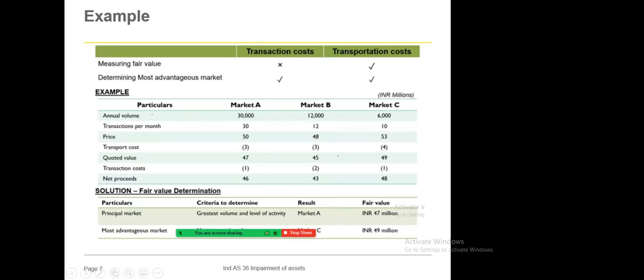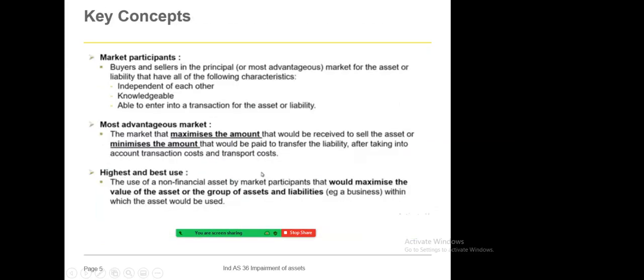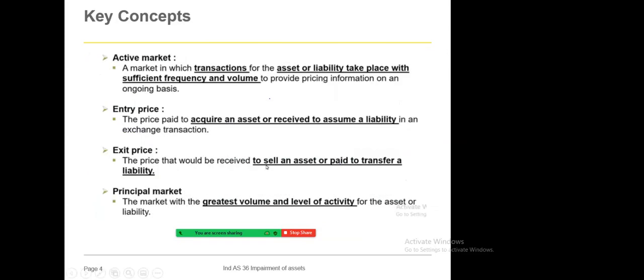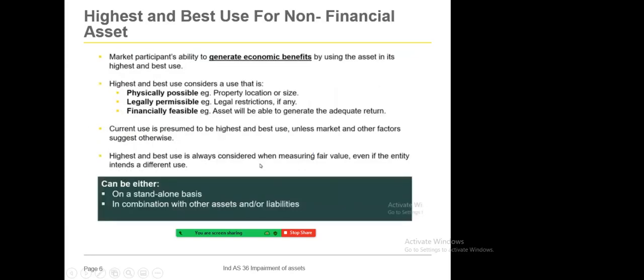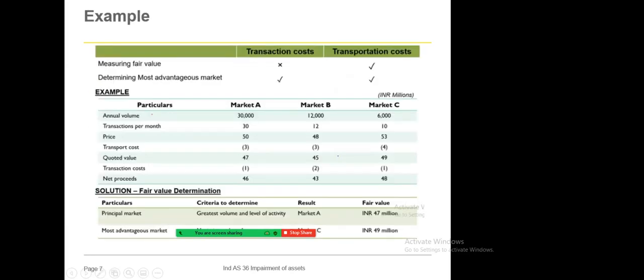Now let us see how we will determine the fair value. First, who is our principal market? What did it say for the principal market? The market with the greatest volume and level of activity. So if we have three markets, which market has the greatest volume? The market with the greatest volume is market A.